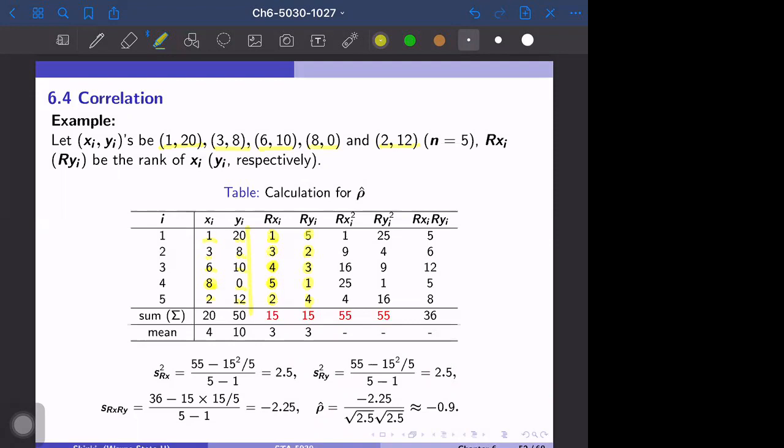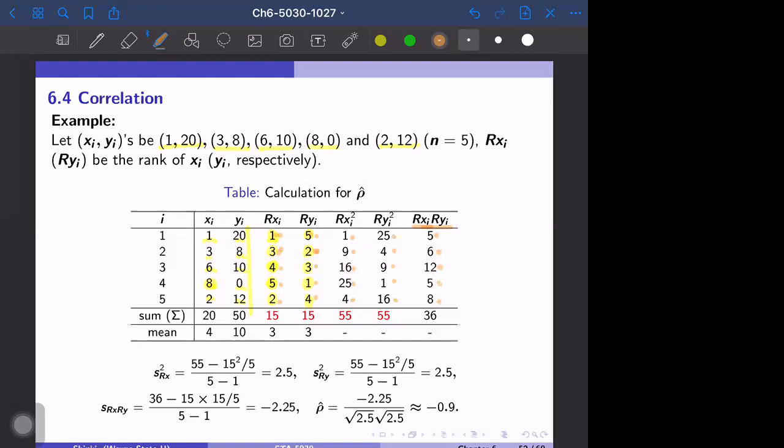Then to calculate the correlation coefficient, a usually good strategy is to take squares. The ranks are 1, 3, 4, 5, 2, so the squares are 1, 9, 16, 25, and 4. And for y, the ranks are 5, 2, 3, 1, 4, so the squares are 25, 4, 9, 1, 16. And also the cross term, rxi times ryi. So 1 times 5 is 5, and 3 times 2 is 6, and so on.